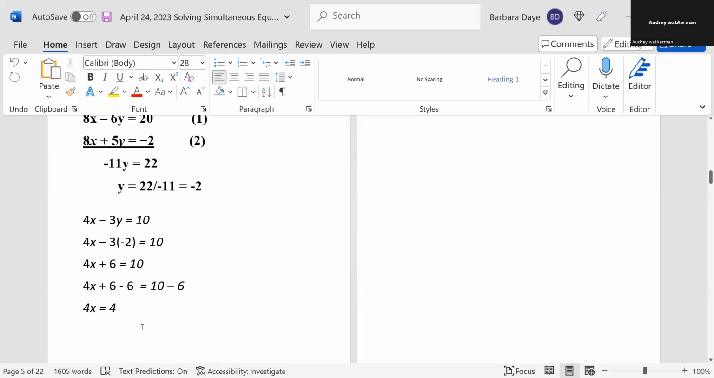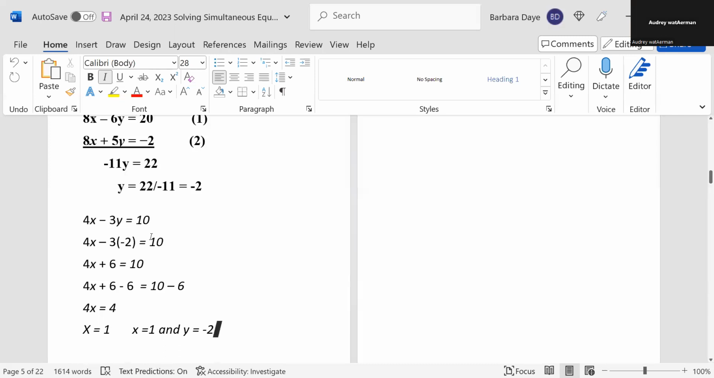It's 4 divided by 4 is 1. Yeah, x is 1, because 4 times 1 is 4, right? So x is equal to 1. So what are our answers? Y is a negative 2. So x equals 1 and y equals negative 2. Got it?